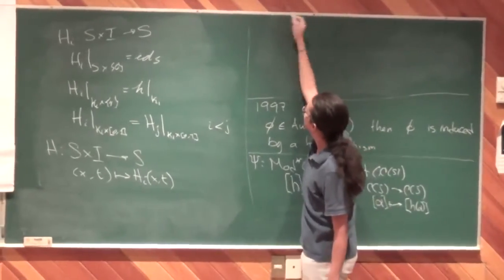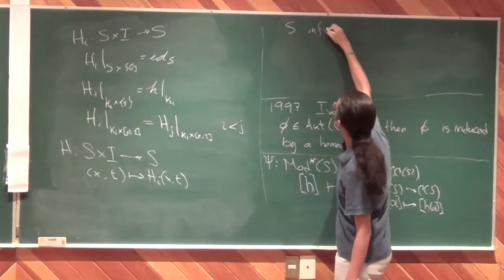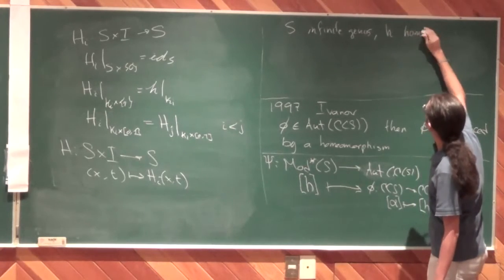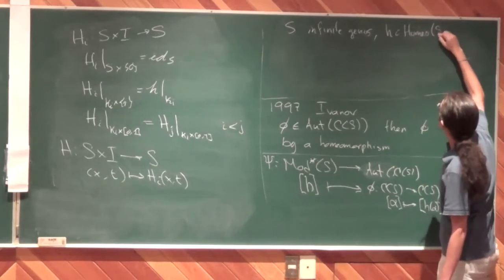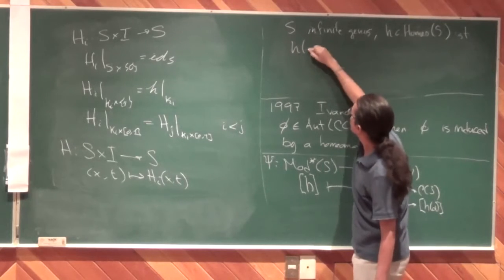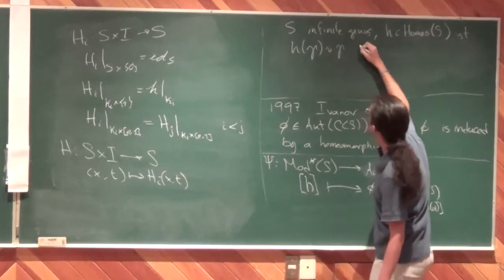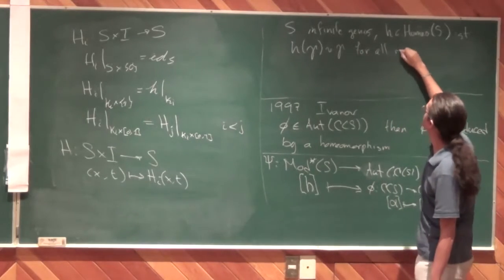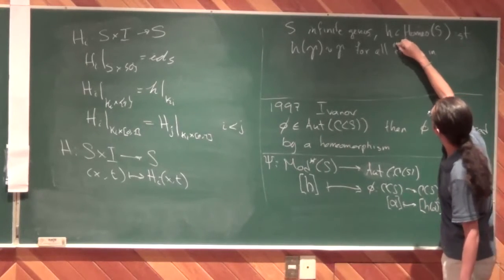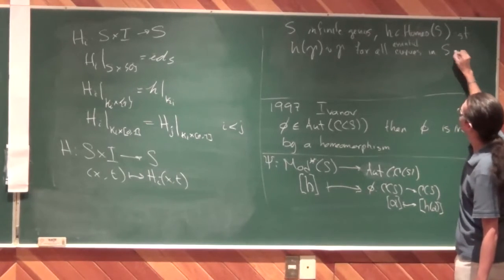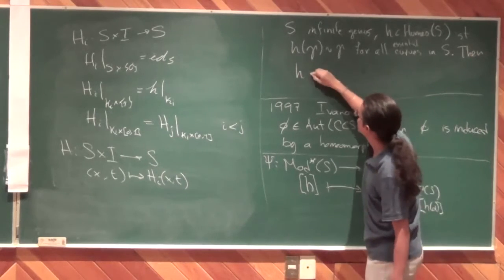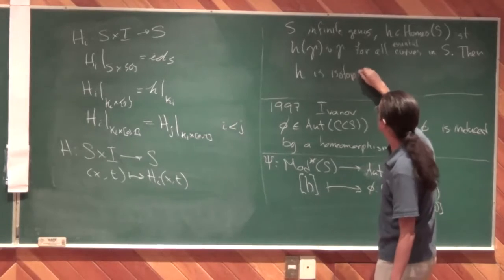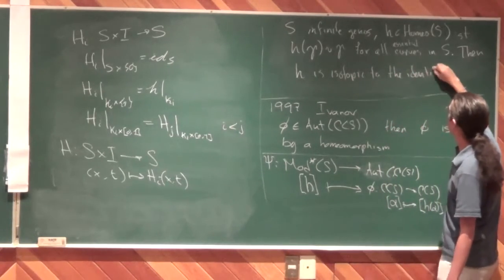Well, what we proved was pretty much the following. You have S, an infinite genus surface, and a homeomorphism H such that the image of any essential curve is isotopic to that essential curve, for all essential curves in S. Then H is isotopic, well, actually homotopic, but it can be proved that in this case it is the same as isotopic, to the identity. Okay?